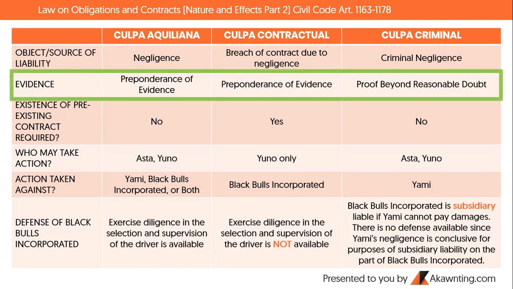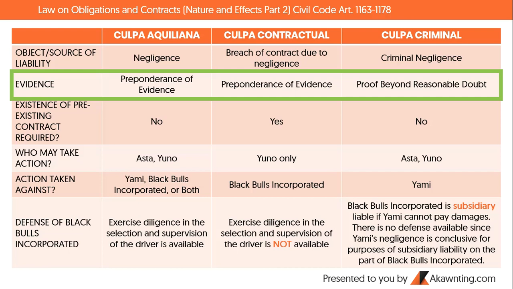So, in order to prove or in order to assert the action, for example, you take an action for culpa aquiliana, so ang needed evidence ay the following. So, under culpa aquiliana, there must be preponderance of evidence as well as culpa contractual. So, when we say preponderance of evidence, the more evidence you have with regards to the matter, the more likely na you will win the case. However, in culpa criminal, there must be proof beyond reasonable doubt.